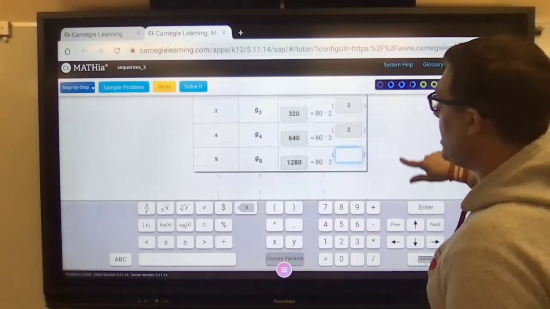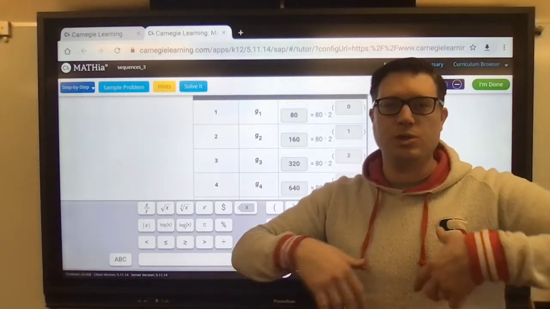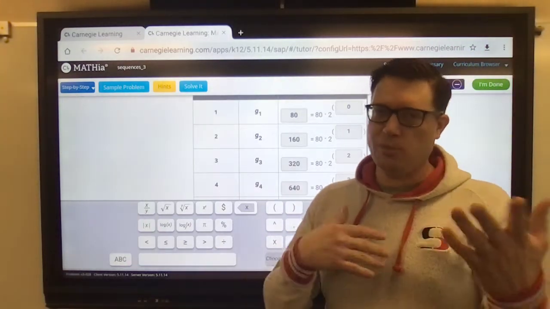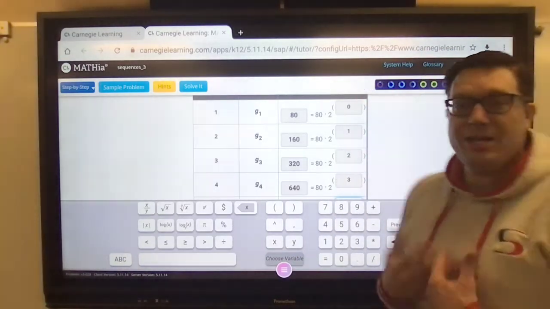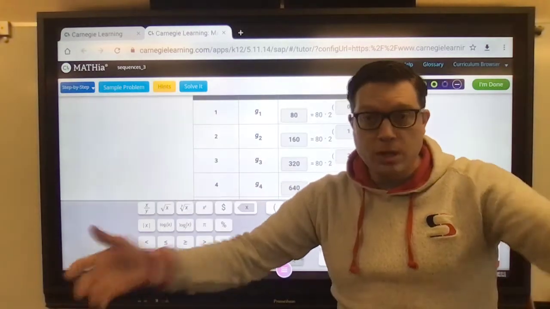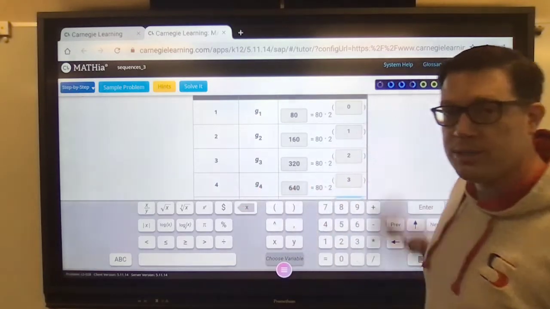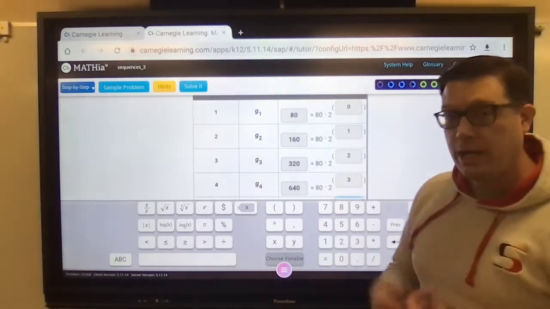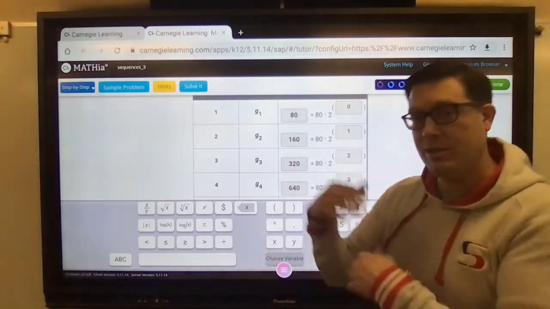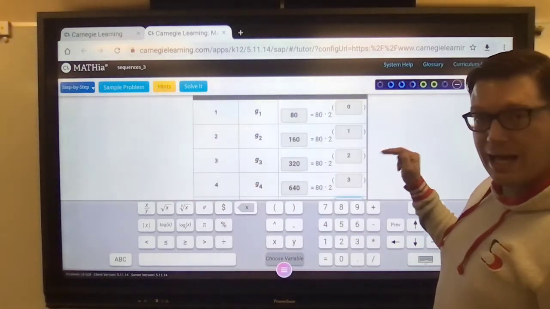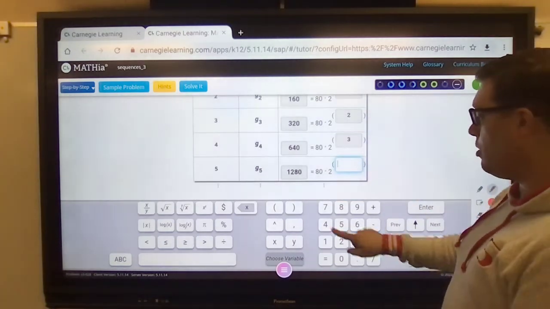Pattern number 1 is that in this column, 80, 160, 320, 640, those are the elements or the terms of the sequence. Element, term, same thing. The fact is that what goes up here in the exponent is the number of times we've multiplied by 2 to get to that value. So for example, to get to 80, we didn't multiply by 2 at all. Put a 0. To get to 160, we multiplied 80 by a 2 one time. To get to 320, we started at 80 and we doubled and doubled again. So we need a 2 exponent. Multiplied by 2 3 times. Multiplied by 2 4 times.